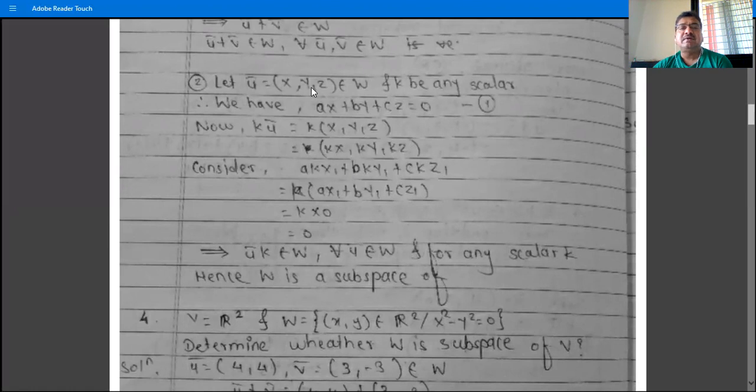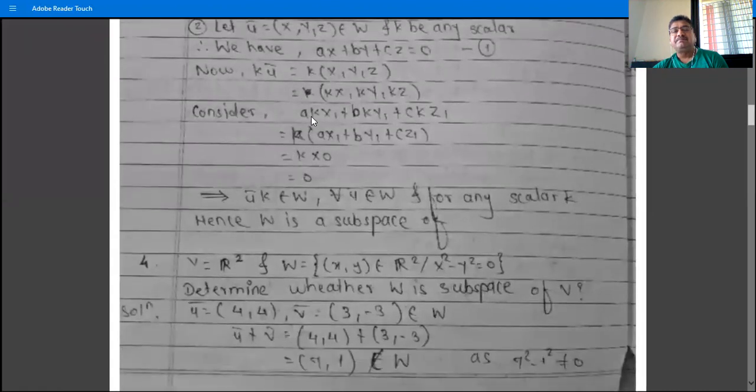Let's write (x1, y1, z1) as the element of W. Then we have ax1 plus by1 plus cz1 is equal to 0. So write k u bar as (kx1, ky1, kz1), where all the suffixes are 1. Now take u bar as (x1, y1, z1). So we consider akx1 plus bky1 plus ckz1. Taking k common, we have k times (ax1 plus by1 plus cz1), and it is equal to 0.